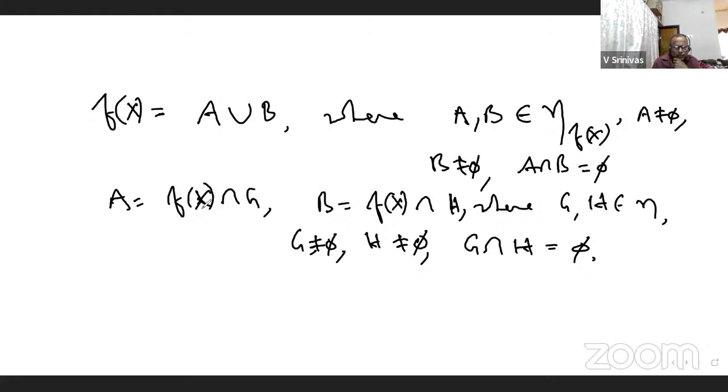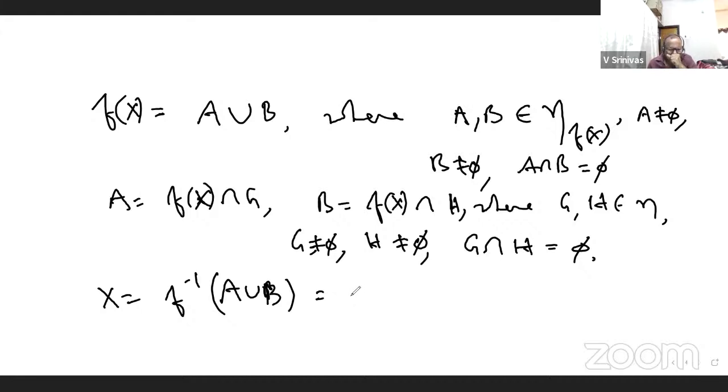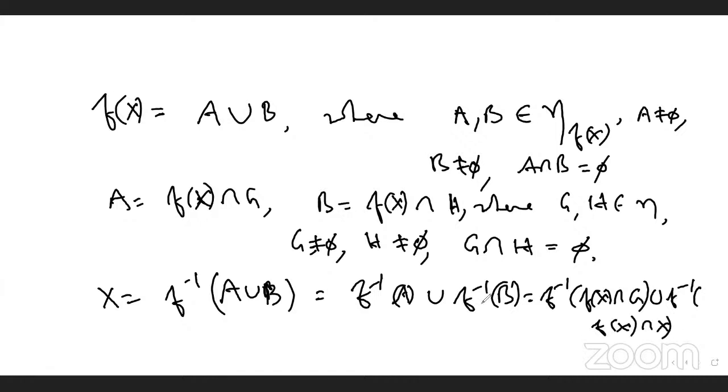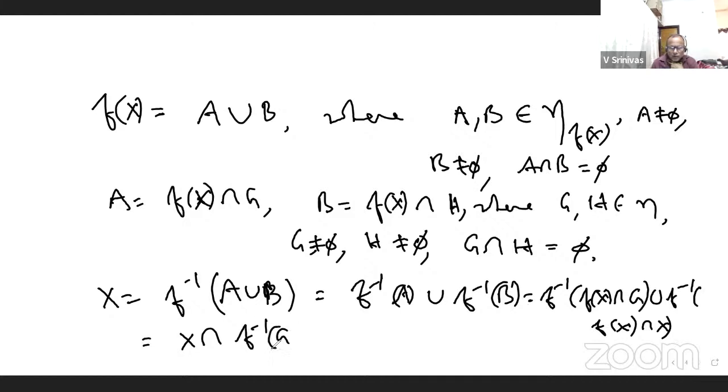Okay, now if you take the inverse image of this, what happens? X becomes f inverse of A union B. Yeah, X is f inverse of A union B. Now this can be written as f inverse of A union f inverse of B. Okay, you can verify all these are correct. From here, you can write X is f inverse of this, then the f inverse of this union is union of individual f inverses. Okay, now what is A? It is f(X) intersection G. This is f inverse of f(X) intersection G union f inverse of what is B? f(X) intersection H. Okay. Now this can be shown to be equal to X intersection f inverse of G, right? Union.